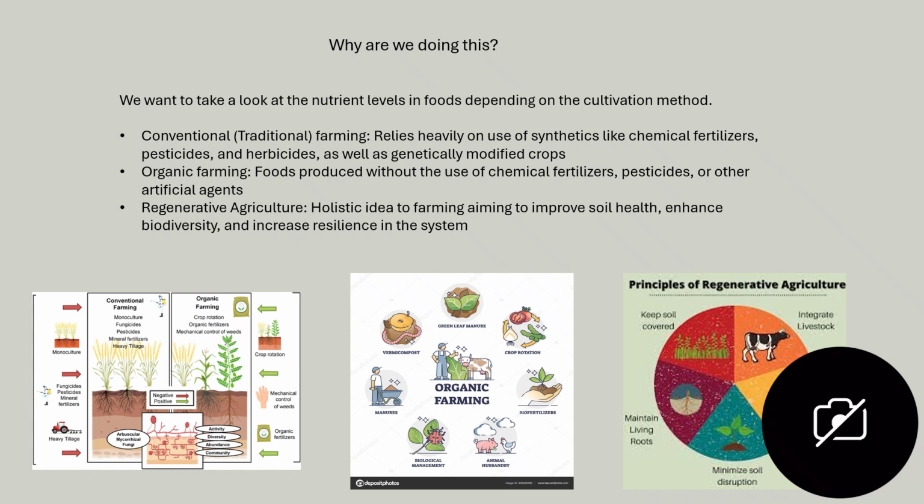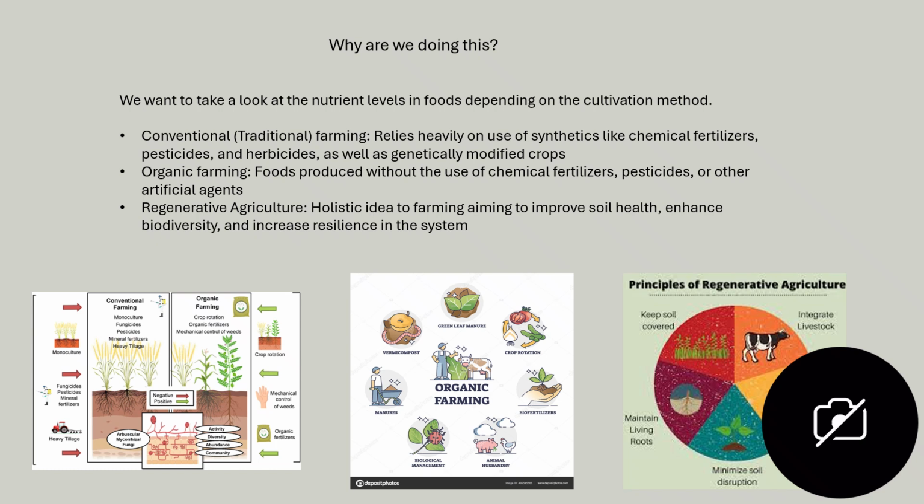These different methods are conventional, which is monocropping, and it's the most traditional method that we are aware of at this time, using pesticides and herbicides and such. Organic farming is another one that we wanted to compare it to, and that's trying to avoid using those pesticides and herbicides and maybe trying to have a little more biodiversity.